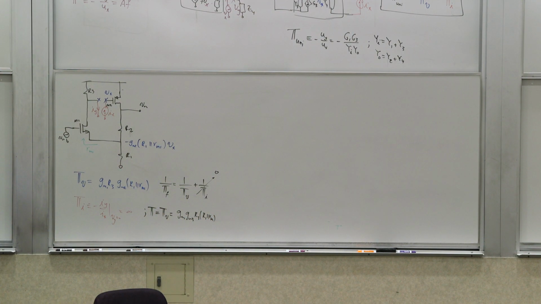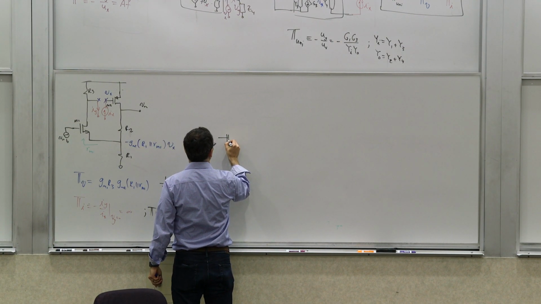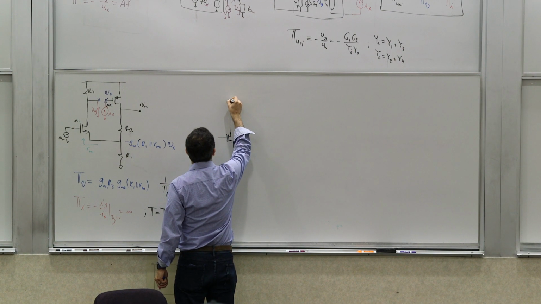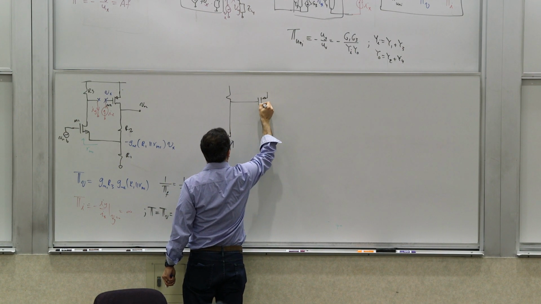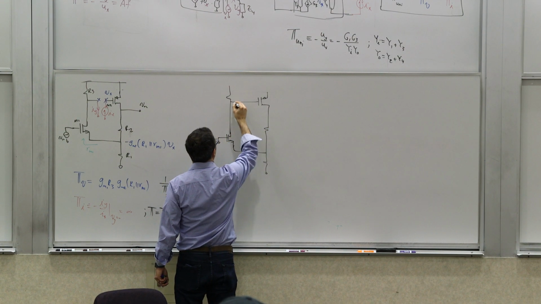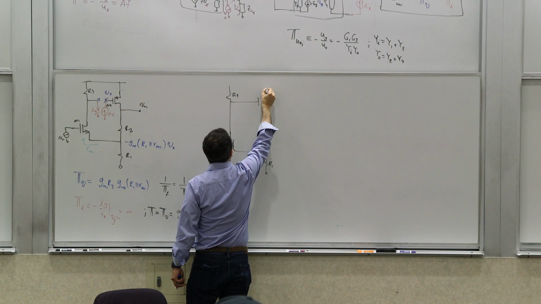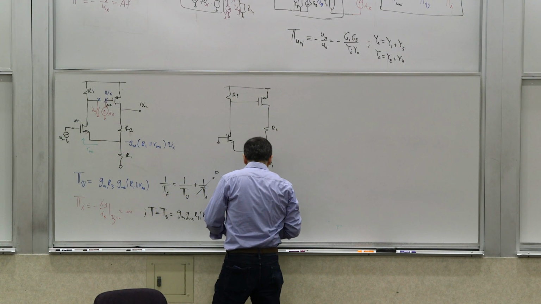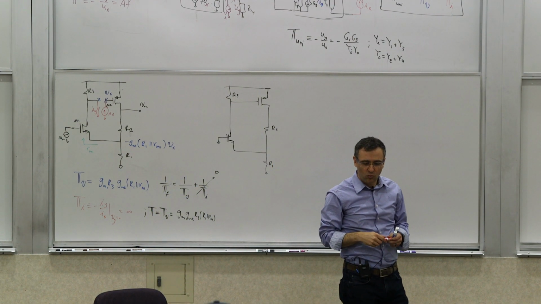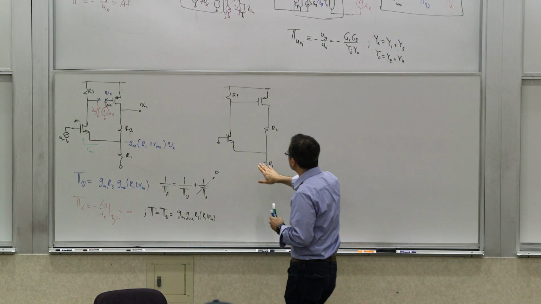So that's one calculation. Now, we wanted to see, let's take this and then break the loop somewhere else, at some other location. So I'm just going to redraw the circuit very quickly. Okay, so R3, R2, R1, M1 and M2. So now let's break the loop somewhere else. Let's break it at some other location. Let's break it here.